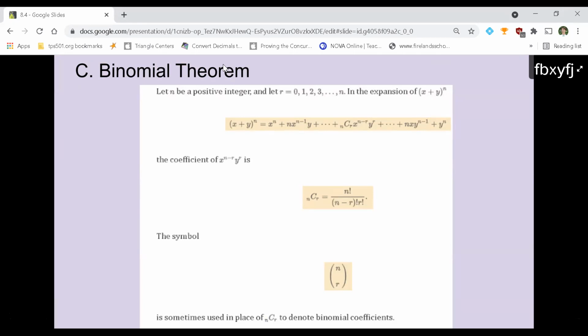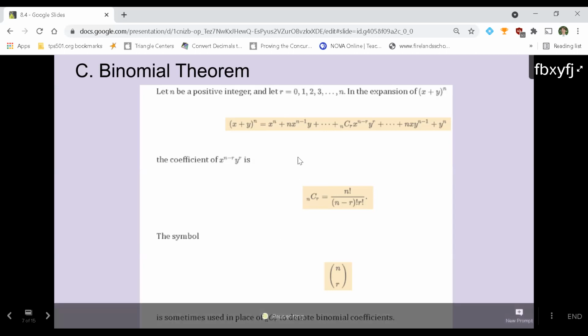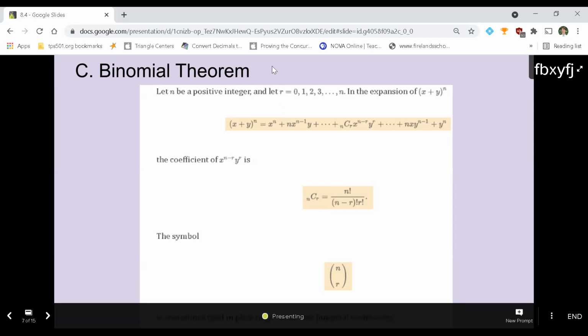What are you going to do? Sit there like a fool and be like, I don't know, I have to expand the whole thing? No, they'll be like, I don't have time for people like that. I just want the third term.